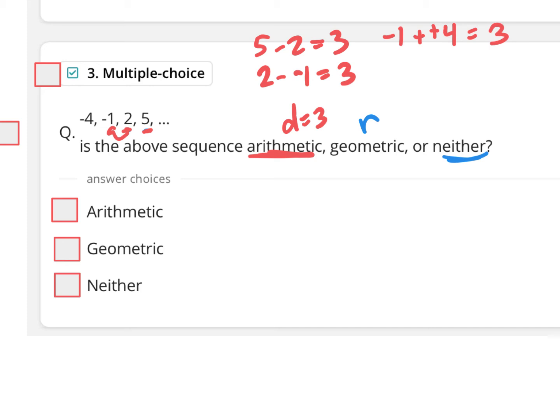Okay, I don't even have to test if it's a common ratio because I already found out that there's a common difference, which means it is arithmetic. That's why that's green and all these other ones are red.